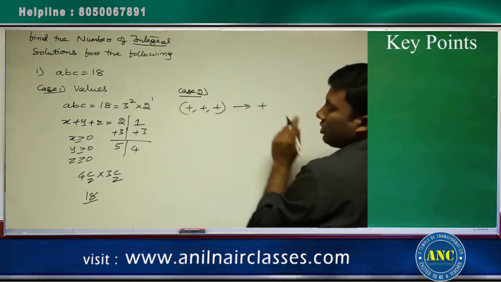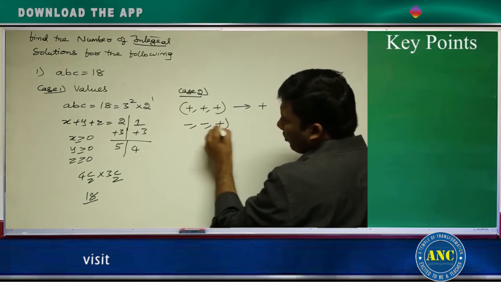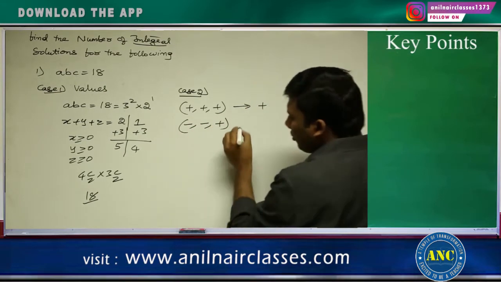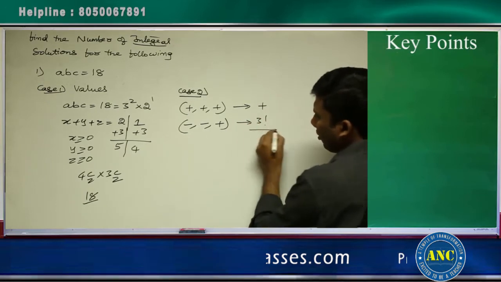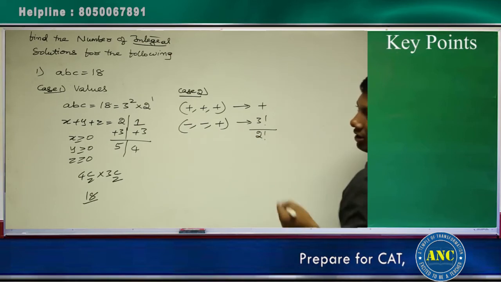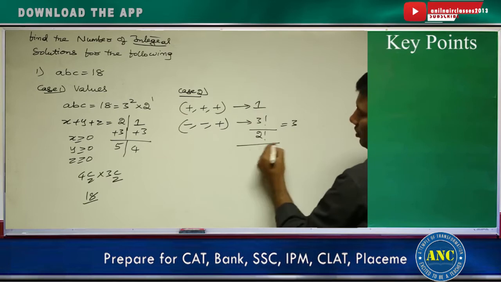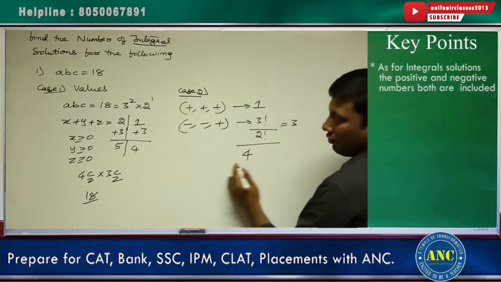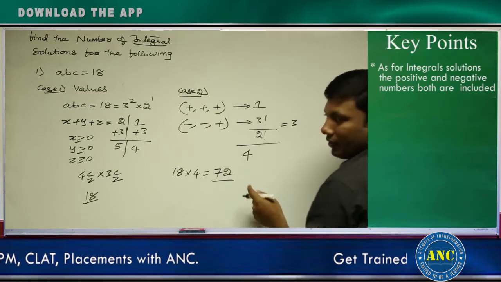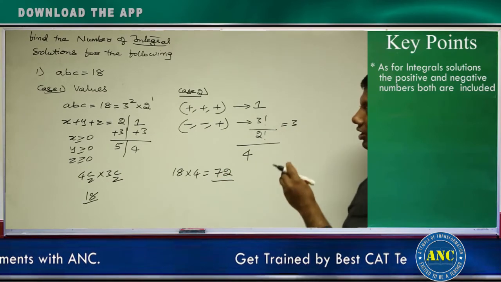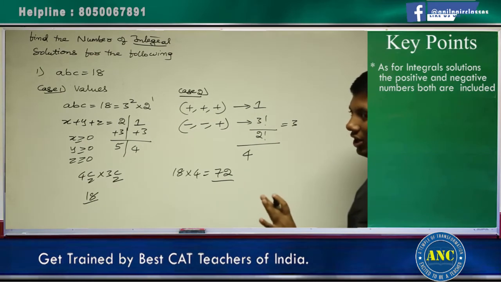Positive, positive, positive. Answer will be positive. Negative, negative, positive. Negative into negative is also positive. There are total 3 signs. 3 signs can arrange among themselves in 3 factorial. 2 negatives are there. They can arrange among themselves in 2 factorial. So 3 by 1, which gives 4 ways. So how many sign arrangements are there in total? 4. 18 into 4 is 72. When you say integral solutions, you can also take signs. When you say positive integral solution, signs are not required.